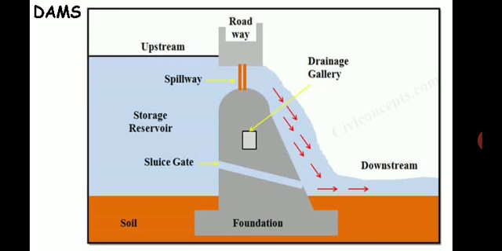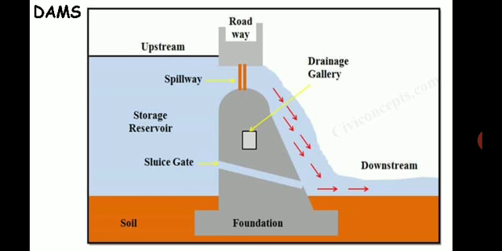So what is a dam actually? Dams are the structures or the barriers which are constructed across the river. What is a dam? A dam is a structure or a barrier, and how is it constructed? It is constructed across the river. For what purpose? To store the water for human requirements. So that is the definition of a dam. Dams are the structures or barriers which are constructed across the river to store water for human requirements.